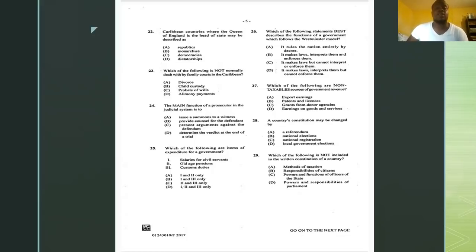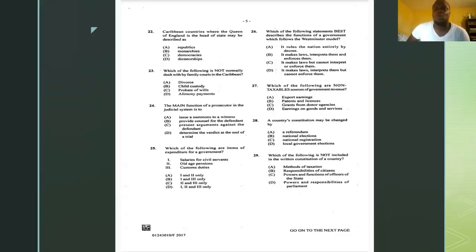So salaries are what the government has to pay out of their coffers. Old age pensions are what they have to pay out of their coffers. So they have to pay over this money to citizens. So those are expenses. Custom duties are what the government gets from persons who are shipping things. So that wouldn't be an expense to them. So the answer would be salaries for civil servants, old age pensions. So 25 is A, 1 and 2 only.